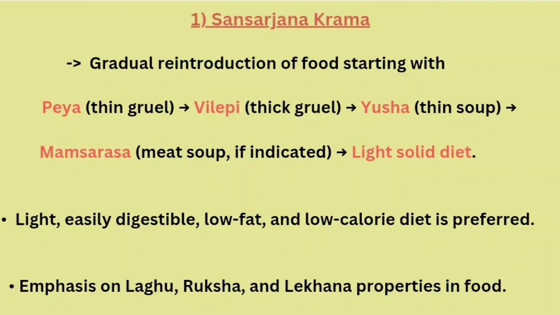First one, Sansarjana Krama. It is gradual reintroduction of food starting with Peya, Vilepi, Yusha, Mamsarasa, and light solid food, that is Laghu Ahara. Light, easily digestible, low fat and low calorie diet is preferred in cases of Staulya. Emphasis on Laghu, Ruksha and Lekhana properties in food is preferred.